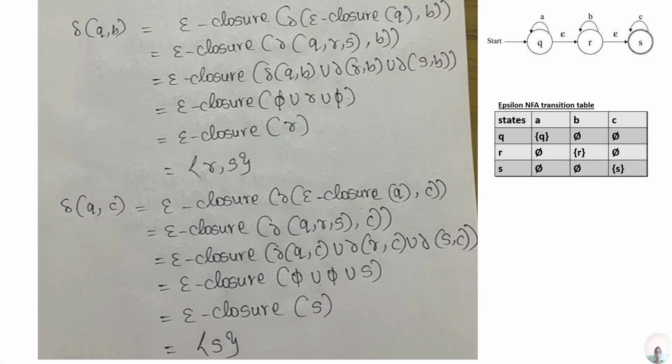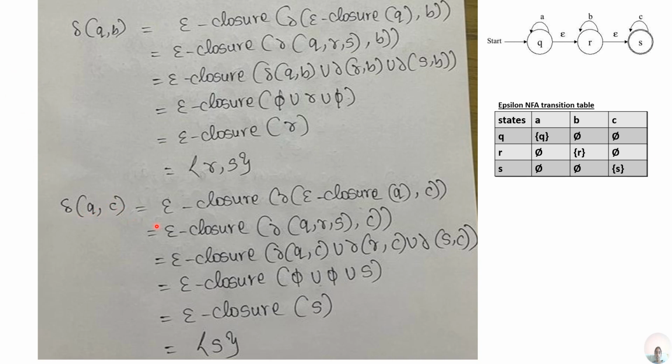Next, delta of Q comma B equals epsilon closure of delta of epsilon closure of Q comma B, that is, epsilon closure of delta of Q comma R comma S with input symbol B. That is epsilon closure of delta of Q comma B union delta of R comma B union delta of S comma B. Delta of Q comma B is null, delta of R comma B is R, delta of S comma B is null. Epsilon closure of R gives R comma S.